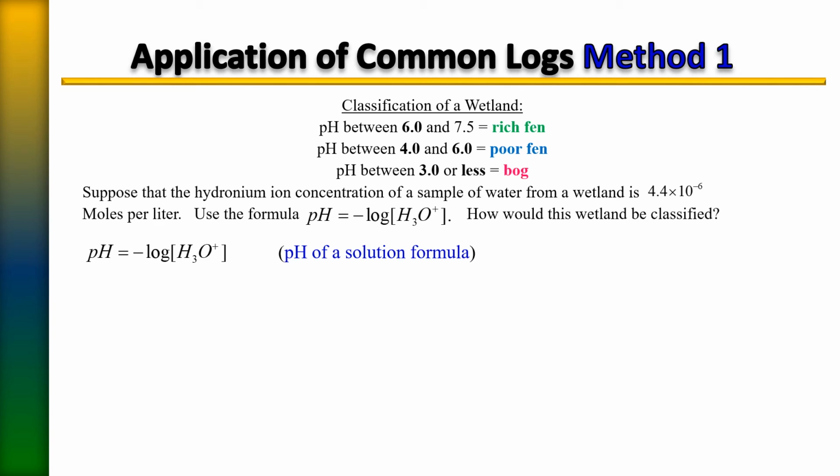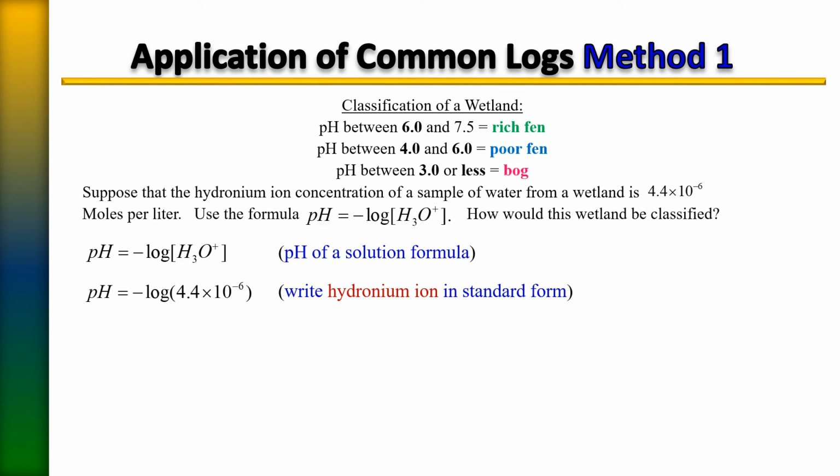So if you get a value between 6.0 and 7.5, it's a rich fen. If you get a value between 4.0 and 6.0, that's a poor fen. And a value of 3.0 or less is a bog. So again, it's simply typing that scientific value in your calculator, finding the negative log of 4.4 times 10 to the negative 6, pressing enter, and you've got your answer in less than a minute.